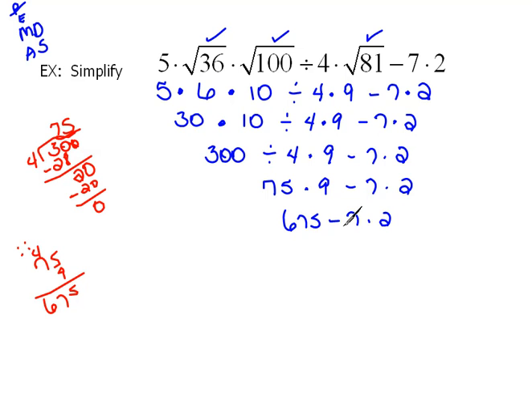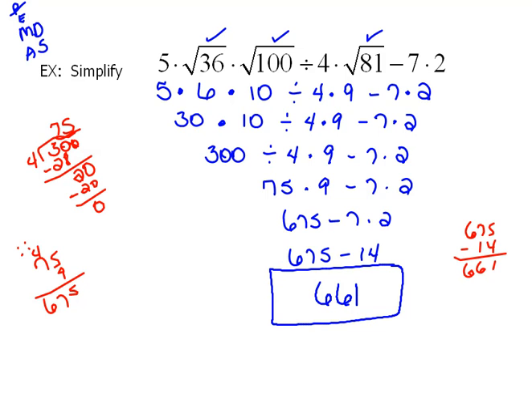Okay, now we have to do this multiplication. So 675 minus 14. And then 675 minus 14 would be 661. So our final answer here would be 661. But if you did these in any other order, if you did all the multiplications first and then the division, you would get a completely different answer that would not be correct.